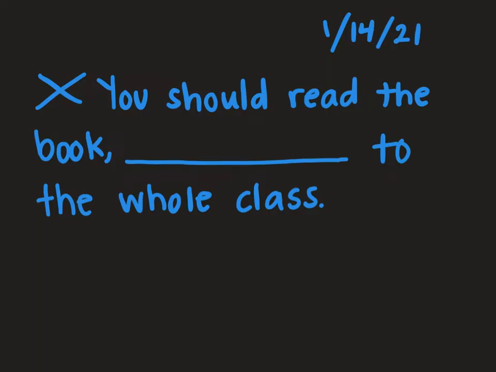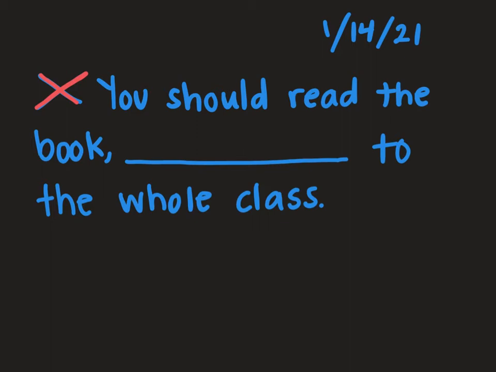So for this writing, please start by putting the date at the top of your paper. And then notice I have this X. Remember, that's showing where I have to indent at the start of my paragraph. Then you put your topic sentence, which tells what you're going to be writing about. You can use this sentence starter if you would like. You should read the book blank to the whole class.